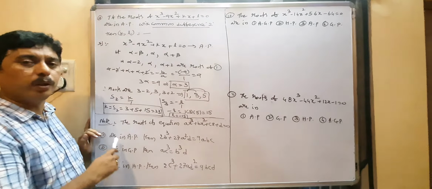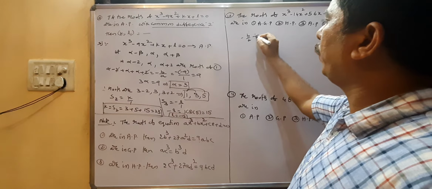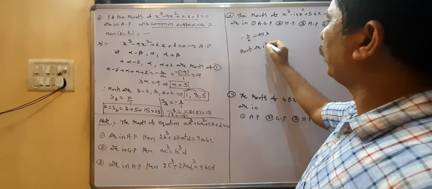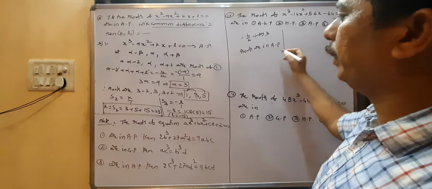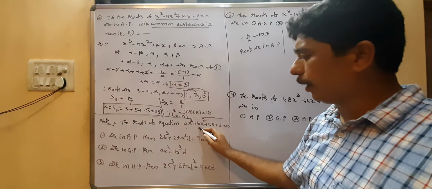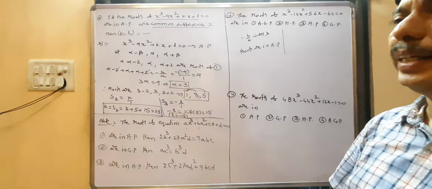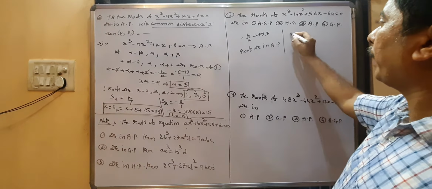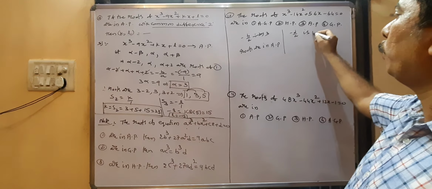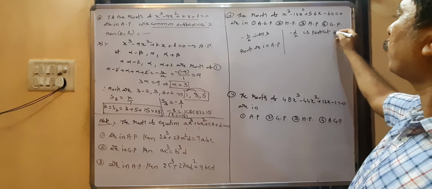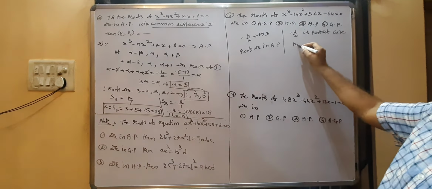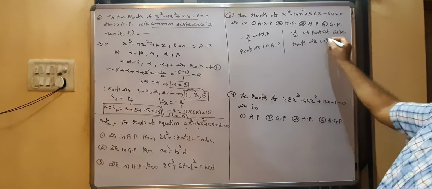If you will not remember the conditions, I will give you one more method. If minus b by a, the quotient of x square by the quotient of x cube, is divisible by 3, then obviously roots are in AP. Suppose minus d by a is a perfect cube, then roots are in GP.